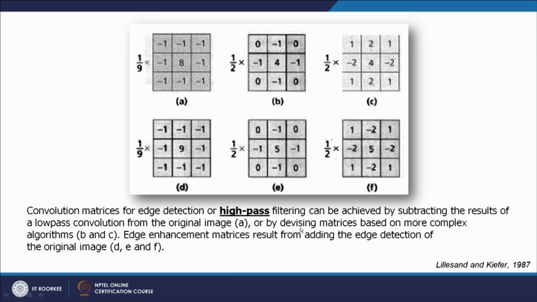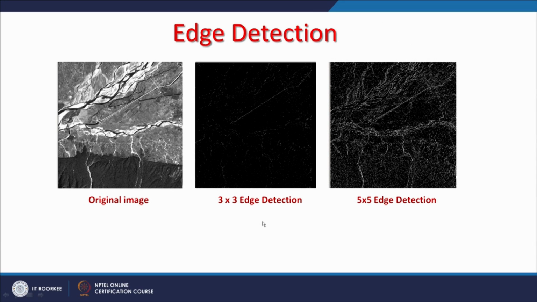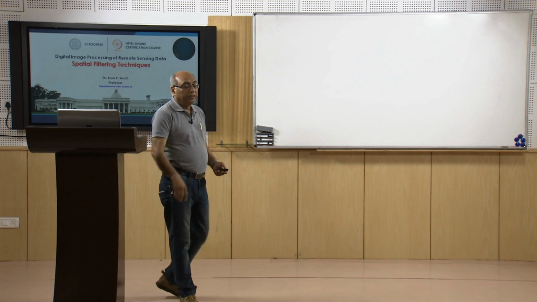Edge enhancement matrix results from adding the edge detection to the original image. Here the edge has now been added, so -2, 4 and -2 is creating this, and the features present in east-west will be highlighted, features present in different directions will be highlighted, and likewise you see that results are there. And now these are examples of almost the same area, the original image and 3 by 3 edge detection. So only the features which have sharp edges have been highlighted, the rest completely gone in the background.